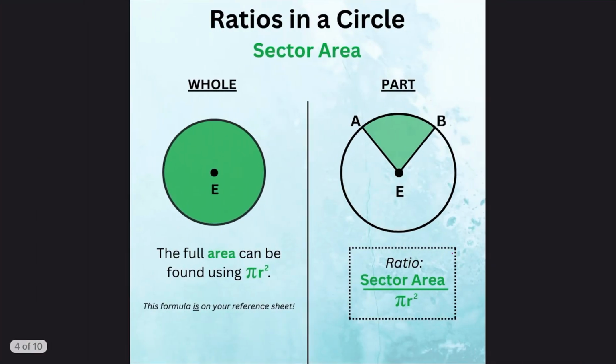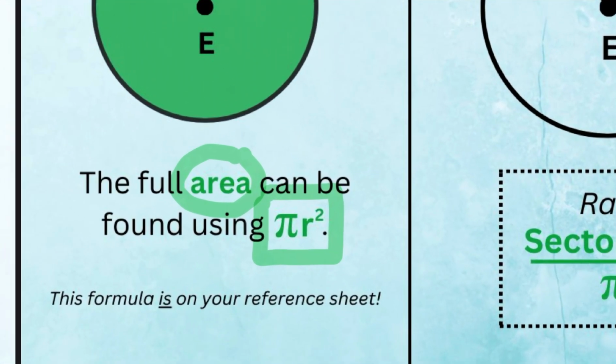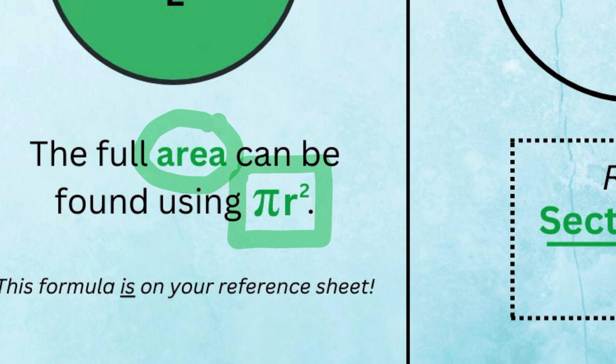Now let's go to the next ratio, which is sector area. So area we know is how much space an object takes up. And that was the essence of this diagram here, to show how much space this circle took up over here. If you can't see my arrow, I'm pointing to that guy. And the full area of a circle can be found using pi r squared. So this is just the area formula, right? This is the area of a circle, and that's the formula.